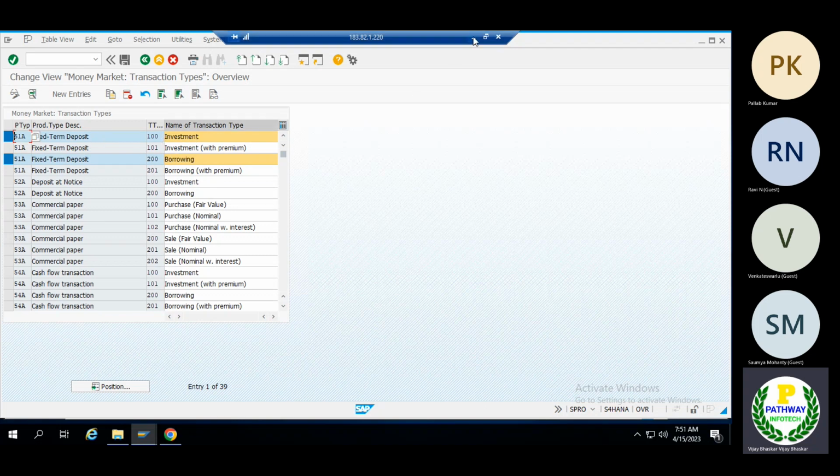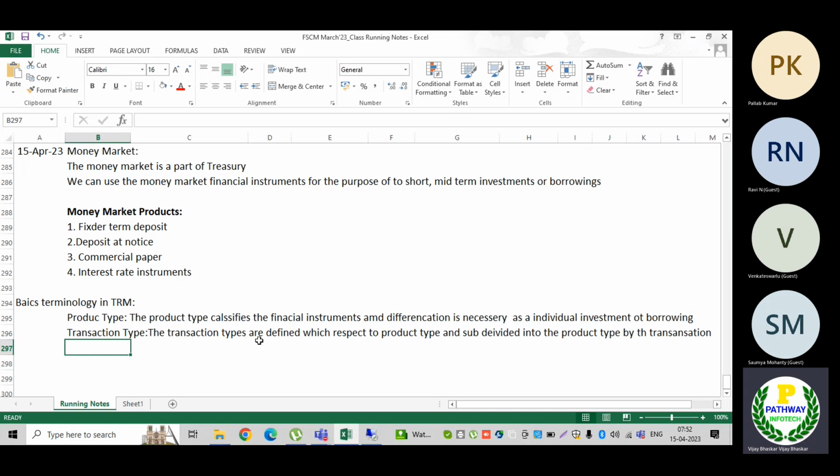So that is what I mentioned. The thing here is that the transaction types are defined with respect to the product.